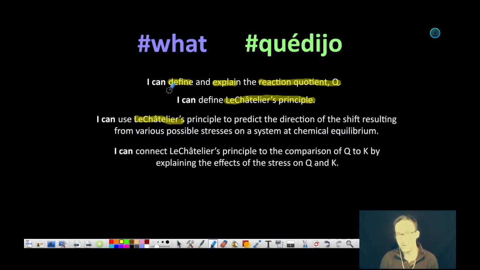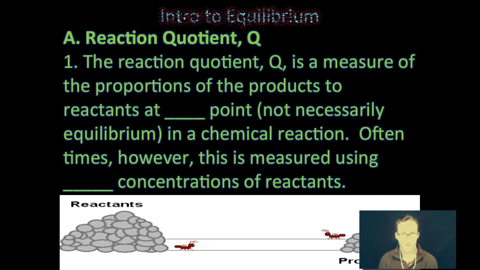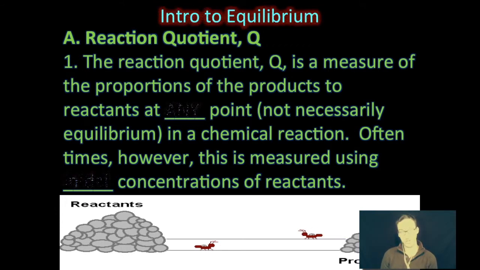And then lastly, we're going to connect Le Chatelier's principle to the comparison of Q to K, so our reaction quotient to our equilibrium constant, by explaining what the effects of the stress are on those two things. So that is what we are going to do today. So first things first, what is this reaction quotient Q?